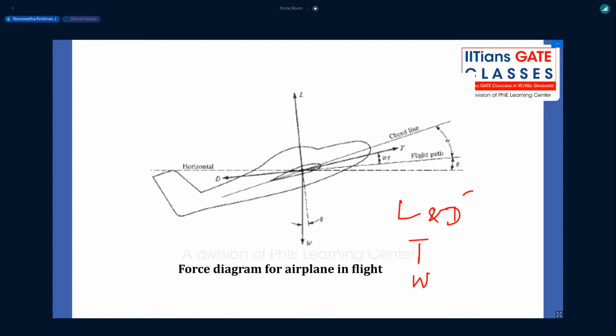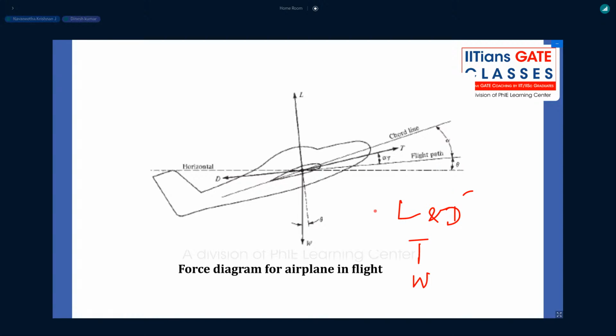All these forces are acting at different points. Lift and drag act about the center of pressure. Thrust we assume to be acting at the aerodynamic center point, and it always acts along the engine center line. Weight will always act about the CG. But since it's a force diagram representation, it is all shown as acting about a single point, because we are not taking any moment balance, we are only taking force balance equilibrium. That's why it is represented about a point.